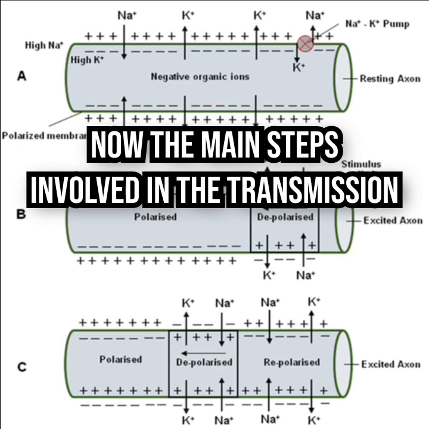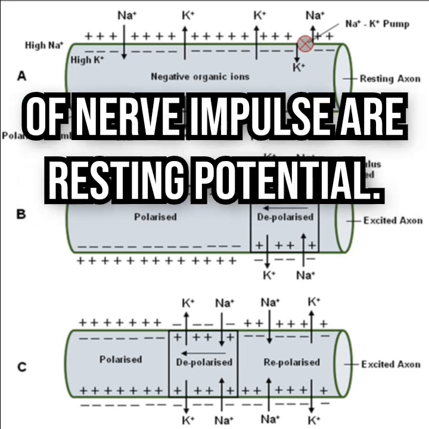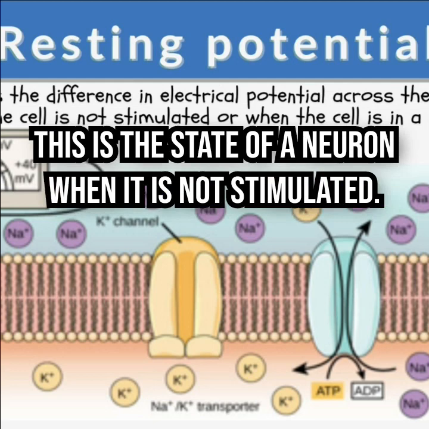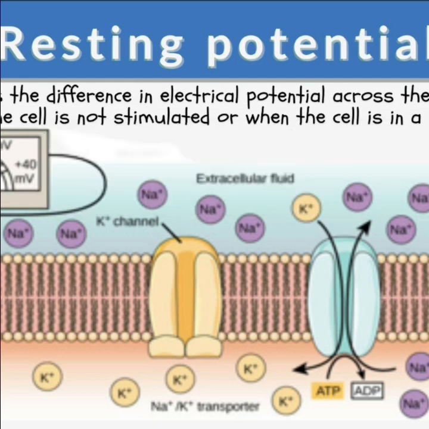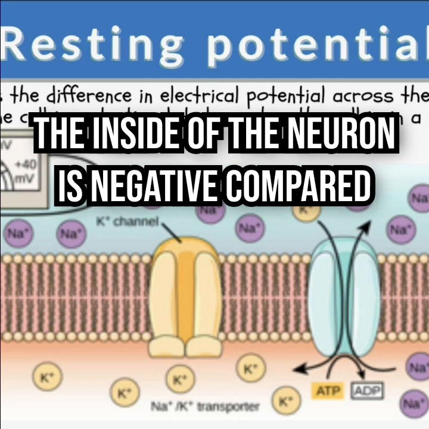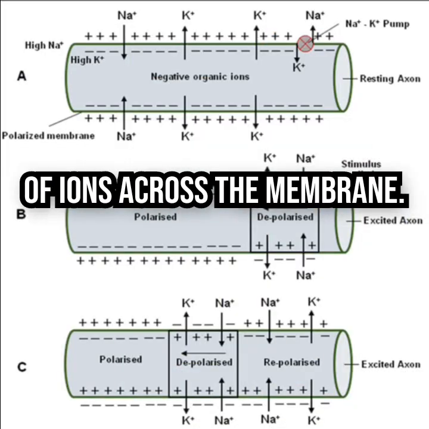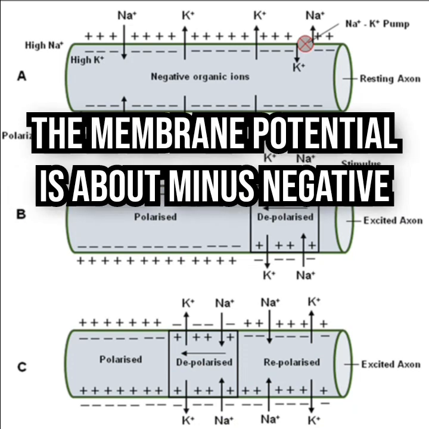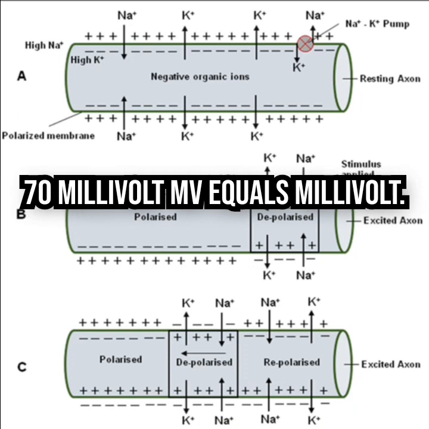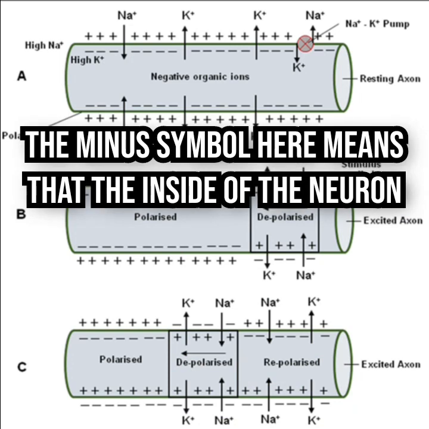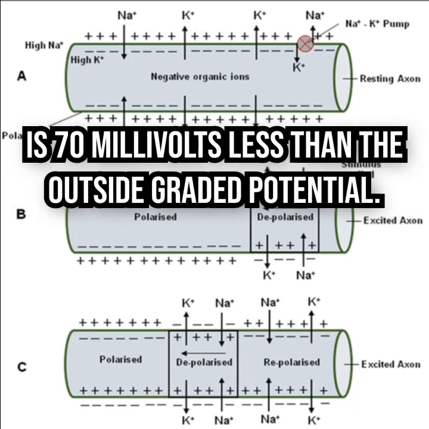Now the main steps involved in the transmission of a nerve impulse are: Resting potential. This is the state of a neuron when it is not stimulated. The inside of the neuron is negative compared to the outside, due to the different concentrations of ions across the membrane. The membrane potential is about -70 mV (mV equals millivolt). The minus symbol here means that the inside of the neuron is 70 mV less than the outside.